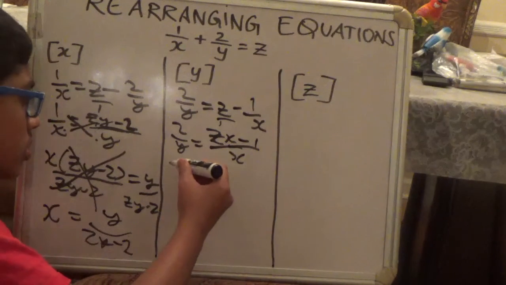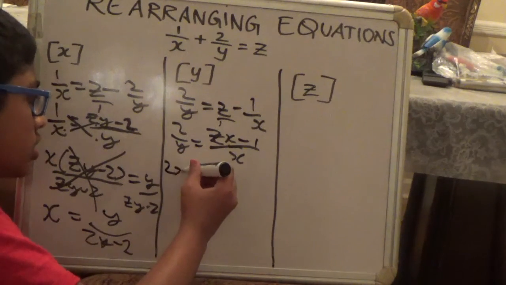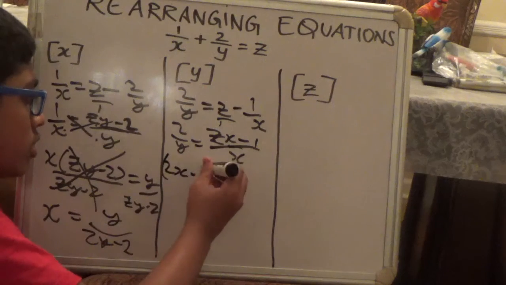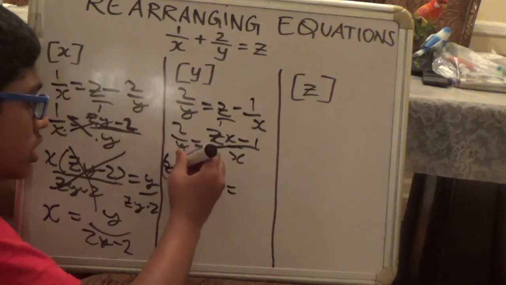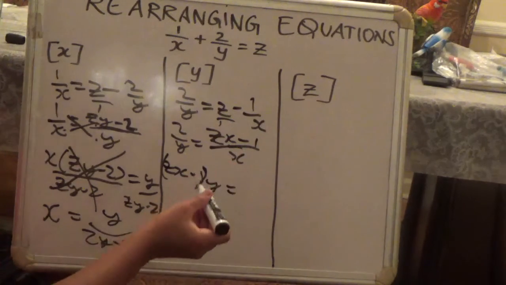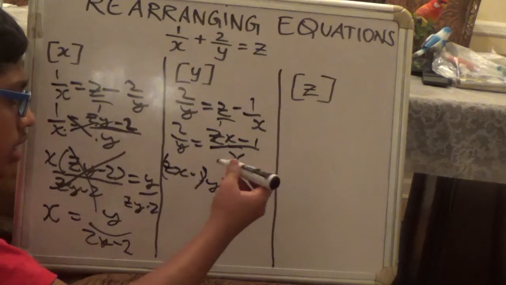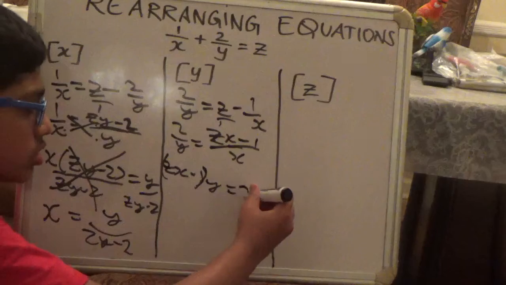So zx minus 1 times y equals 2x. Okay, yeah, zx minus 1 times y equals 2x.